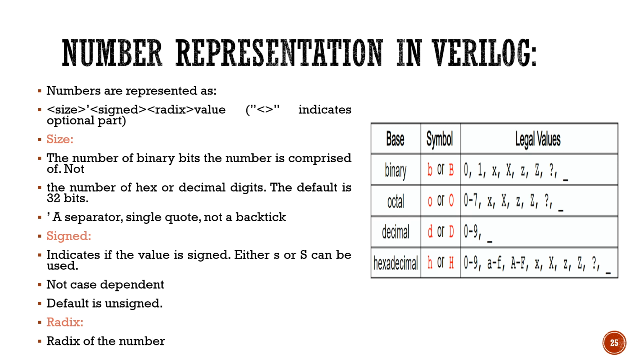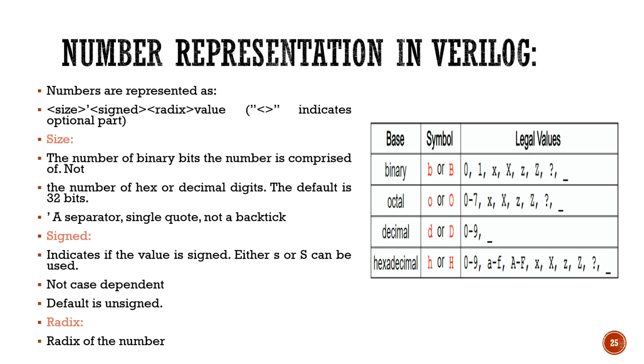For example, let me give you one example. My representation is 4'b1000. What does it mean? The size is 4 bits, we are using a binary representation, and the value is 1000. This is how you need to do number representation in Verilog. We will discuss this in the upcoming classes.